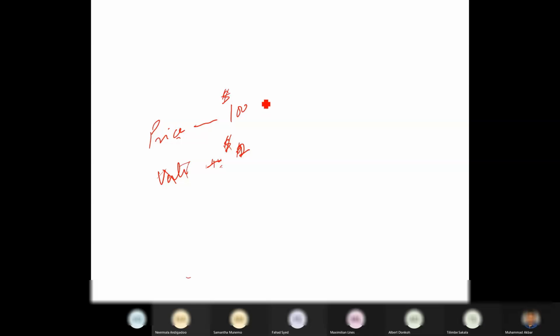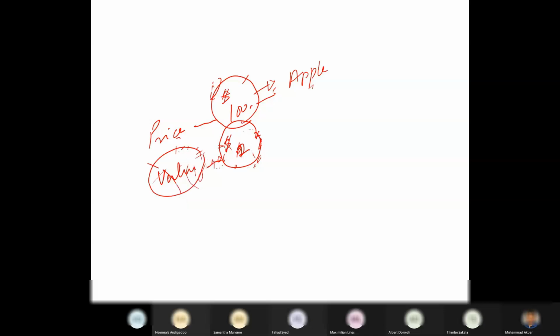For example, in a call contract, I have the right to buy Apple's share for 100. So this is the price in the contract at which I am able to buy the Apple share. And this is the value of the contract, where I am able to buy a call option for 2. So if I pay $2 to the option writer, I have the right to buy Apple's share for 100. So you have to keep this in mind, that in derivatives we will have two things: one will be the price and the other will be the value of the derivative.